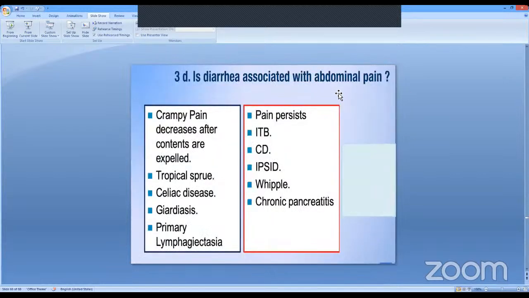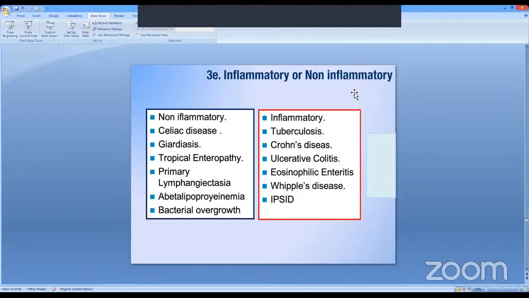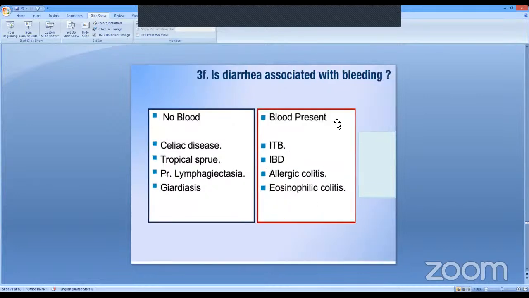Now, is diarrhea associated with abdominal pain? This is a very common history. Crampy pain, decreasing after contents are expelled, indicates tropical sprue, celiac disease, giardiasis, primary lymphangiectasia. Pain persists: intestinal TB, celiac disease, Whipple's, and chronic pancreatitis. Inflammatory or non-inflammatory? Non-inflammatory means celiac disease, giardia, tropical enteropathy, lymphangiectasia, abetalipoproteinemia, bacterial overgrowth. If inflammatory: tuberculosis, Crohn's disease, ulcerative colitis, eosinophilic, and Whipple's.